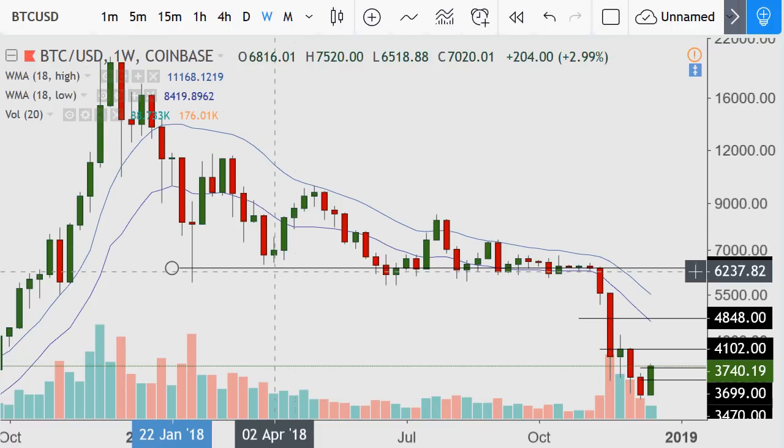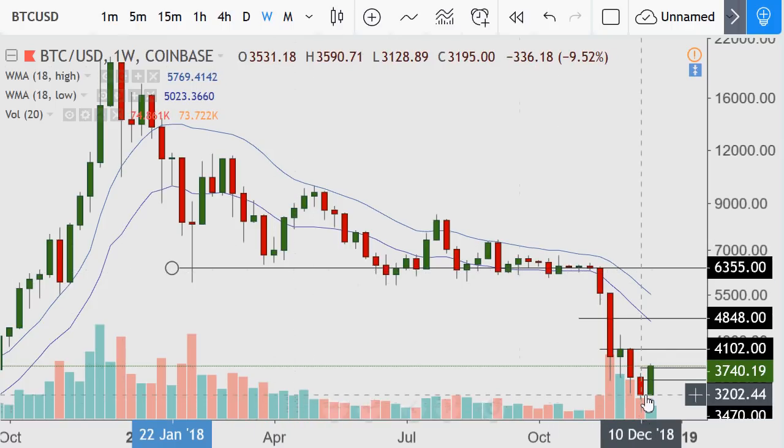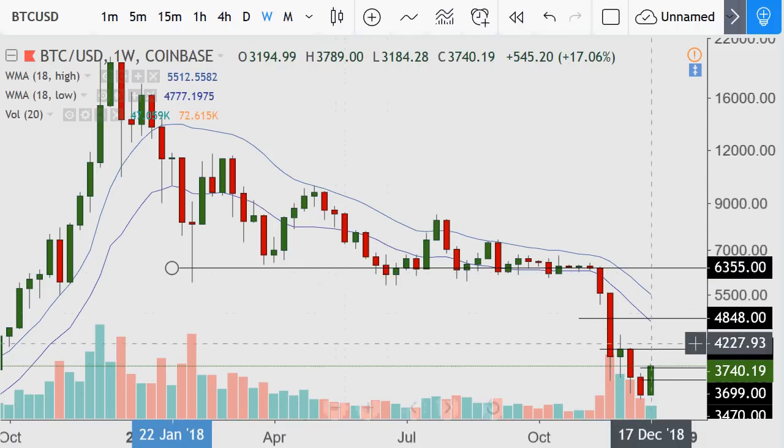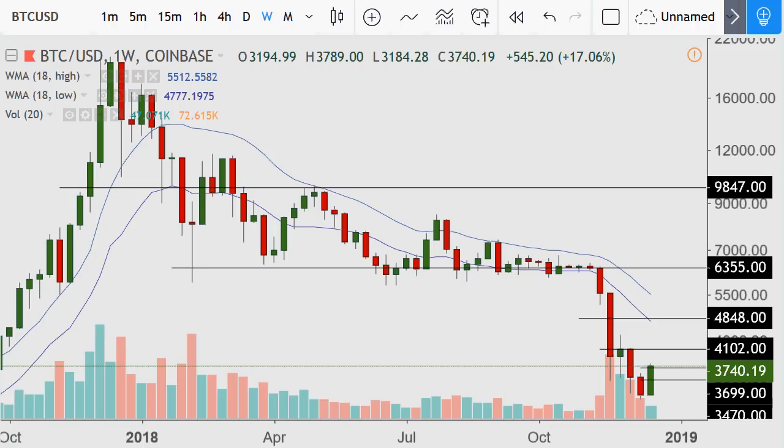And I'm expecting from this bottom for it to make at least a 38.2% bounce. So this is my conservative target level for any type of rallies this might have. At the 61.8% level, that comes in at 9,847. So even 10,000.